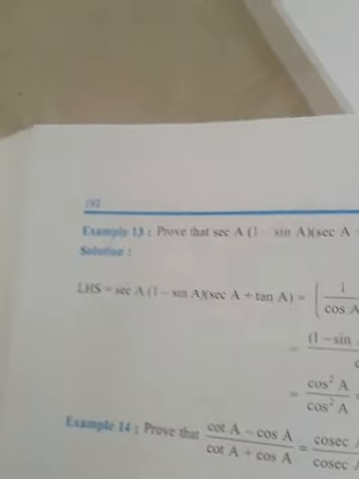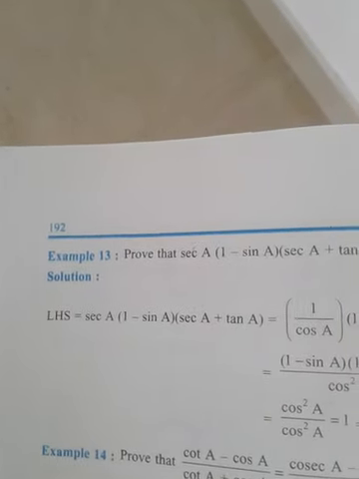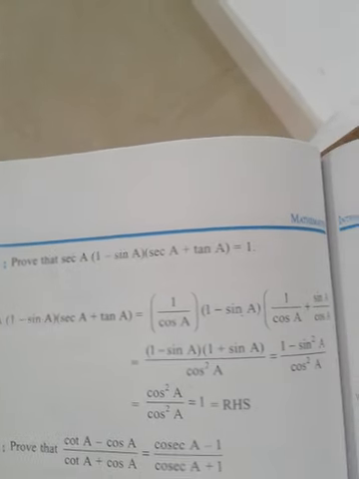See, just take page number 192. You can see the page number, isn't it? Page number 192, Example 13, we have to solve it. Example 12 we already discussed in the last video, and Example 13 is: prove that cosec A into 1 minus sin A into cosec A plus cot A is equal to 1.